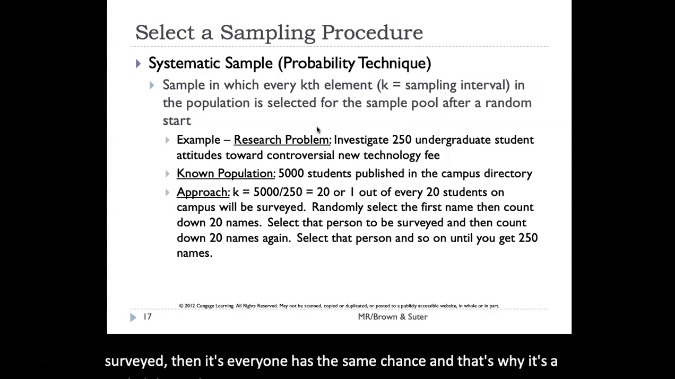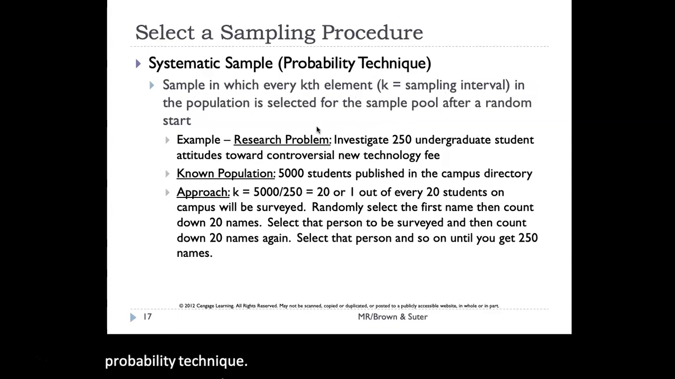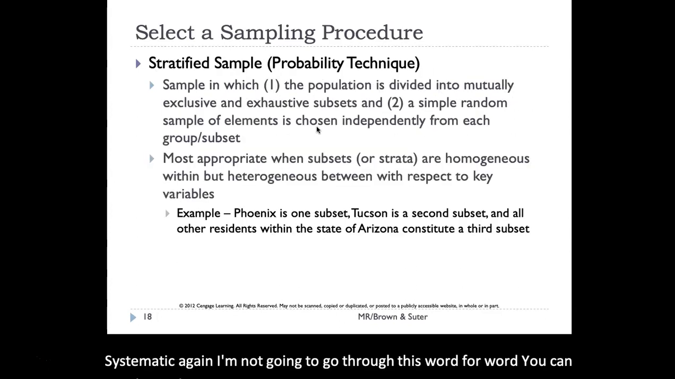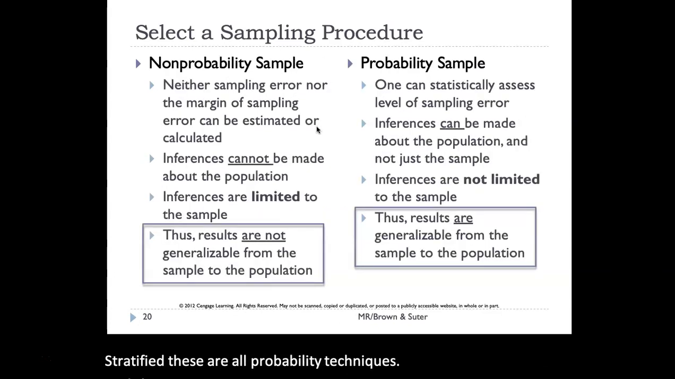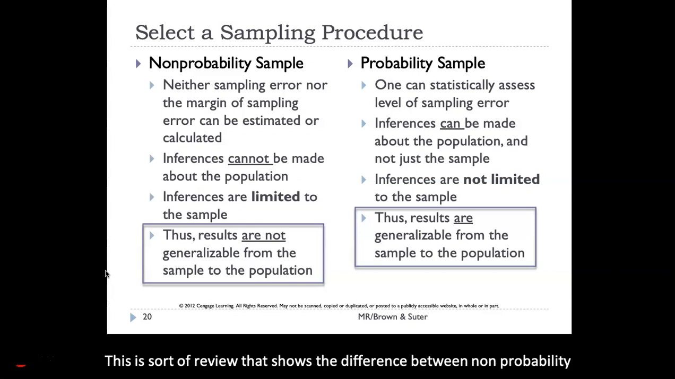Systematic. Again, I'm not going to go through this word for word. You can see this or read this and study it. Stratified. These are all probability techniques. And cluster. This is sort of a review that shows the difference between non-probability and probability, which I covered for you earlier in the slide presentation.